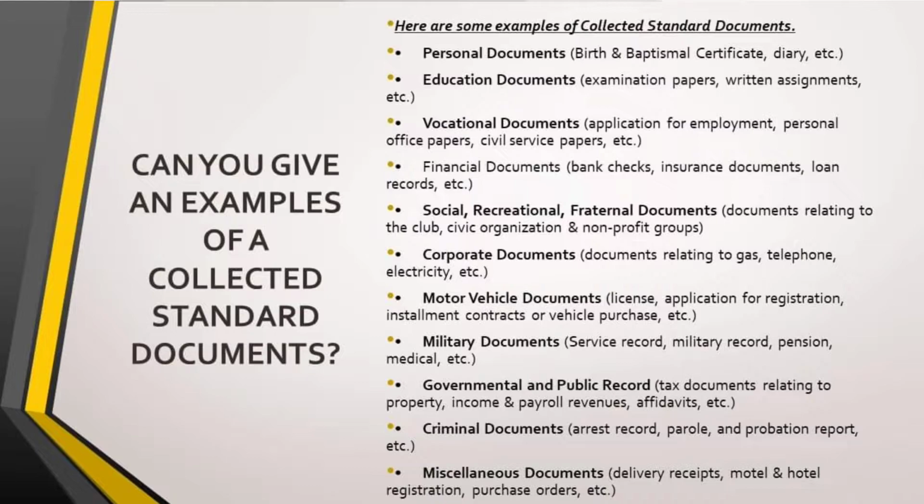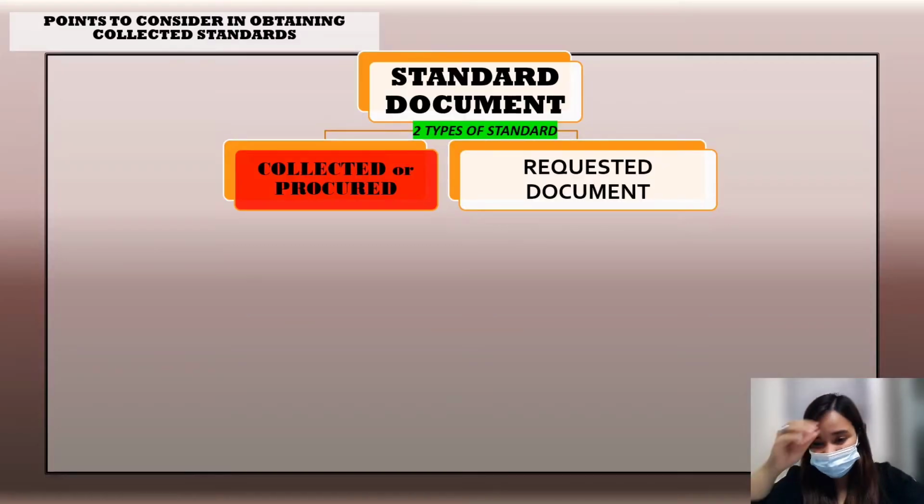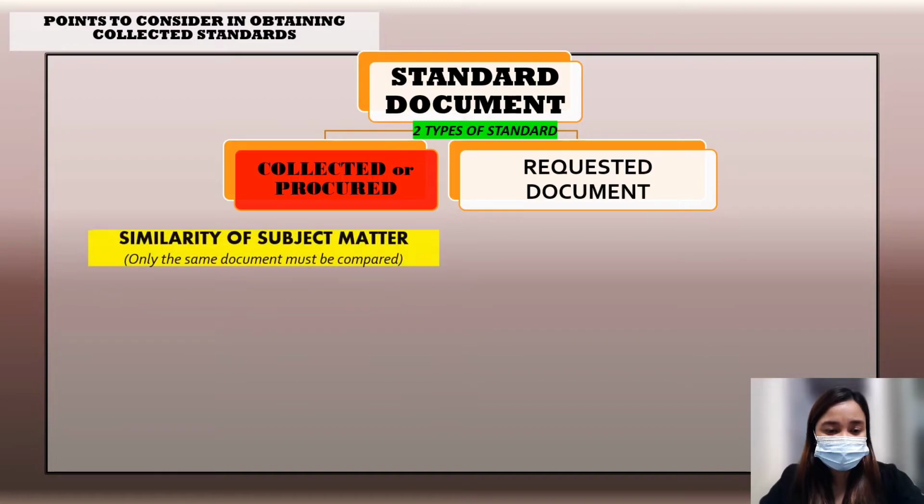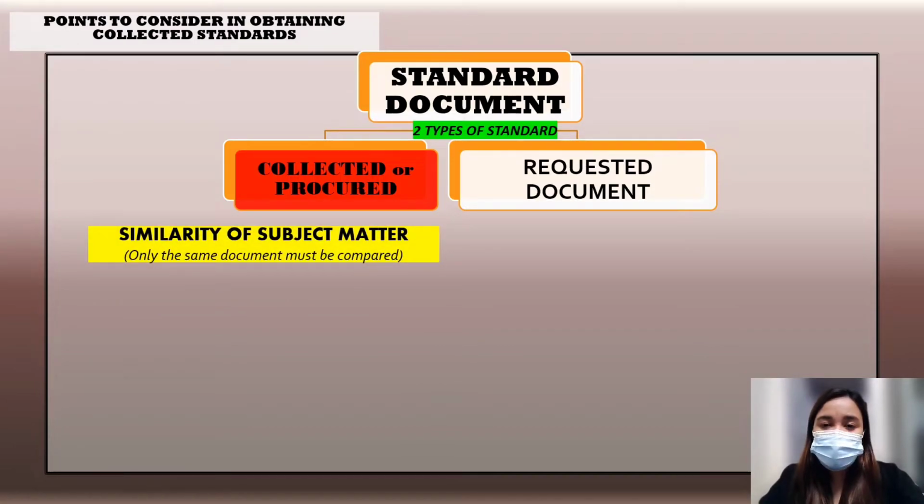Okay, let's proceed now to the points to consider in obtaining collected standard. Again, what is collected standards? These are a type of document created in a daily basis, okay, or the records of files. Number one is similarity of subject matter. If you're going to examine a document, make sure that it's similar, okay? Only the same document must be compared.